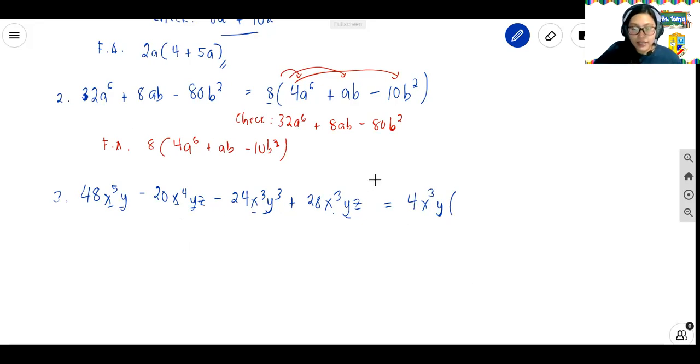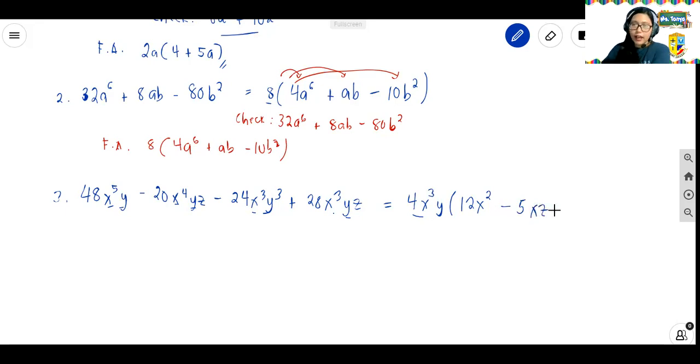Let's now get the second factor. We already have the first factor, which is 4x cubed y. Therefore, we divide 48x to the 5th y divided by 4x cubed y. That would give us 12x squared. Minus 20x to the 4th yz divided by 4x cubed y. That would give us minus 5xz.